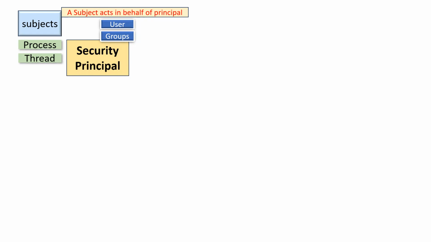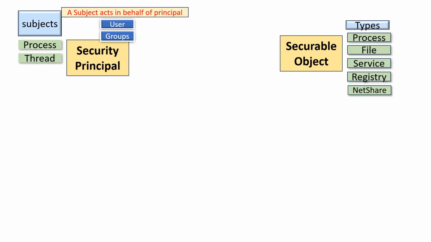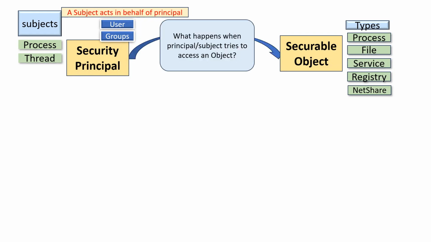And these subjects act on behalf of the security principal. Now, there is another entity known as a securable object. Processes, files, services, registries, and network shares are different types of securable objects. Now, what happens when the principal or the subject tries to access a securable object?